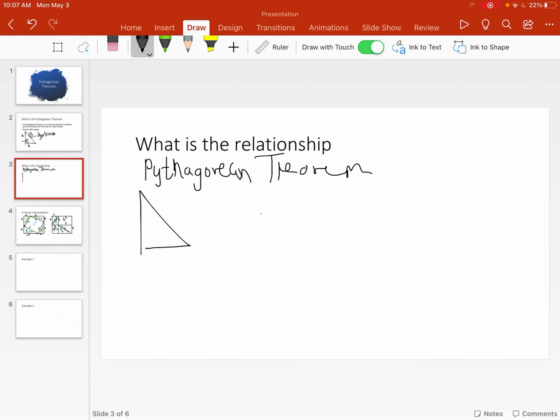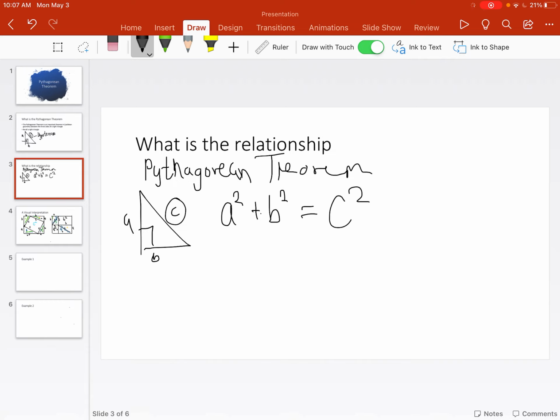says that, let's draw a triangle. A, B, C, and we got a 90-degree angle, and this is the hypotenuse, C is the hypotenuse. The Pythagorean theorem says that the side length A, in this case A squared, plus the side length B squared is equal to the hypotenuse, which in this case is C squared. The length of the hypotenuse squared.